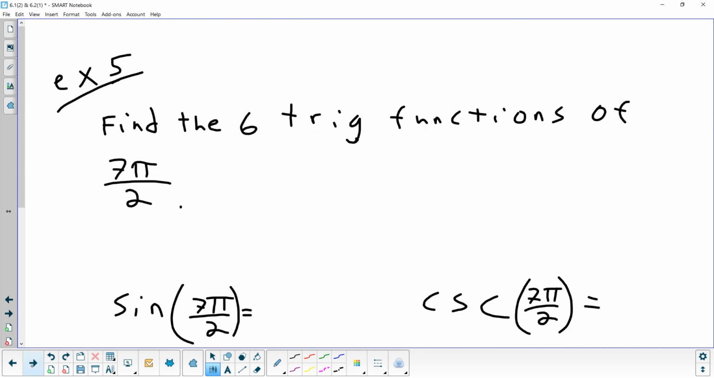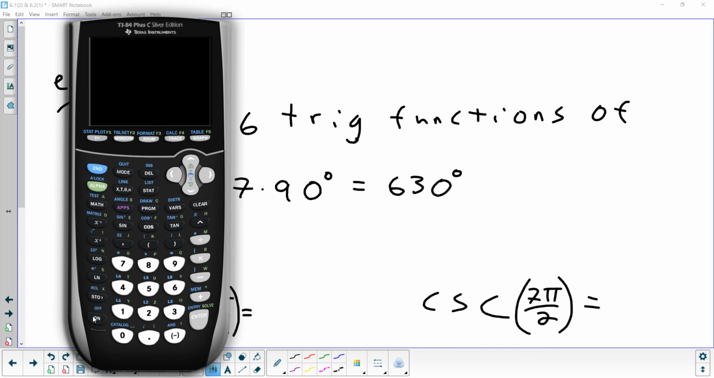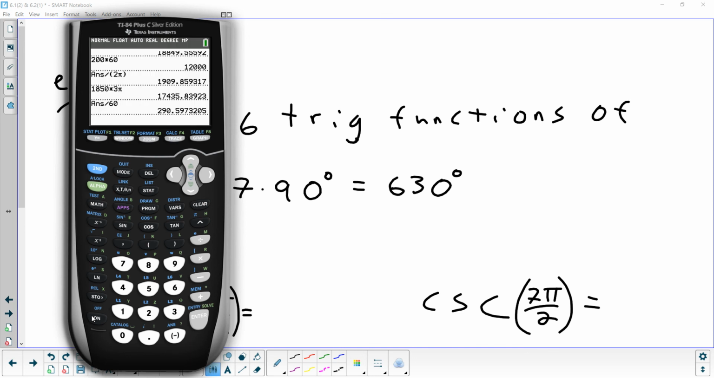6 trig functions of 7 pi over 2. Okay, so what is pi over 2? That's 90. So this really means 7 times 90. What's 7 times 90? 630. That's kind of a confusing angle to think about because it's too big. What did we say a couple days ago? If you have an angle that's too big, you can do something to it to make it smaller. You can subtract 360. So 630 minus 360.